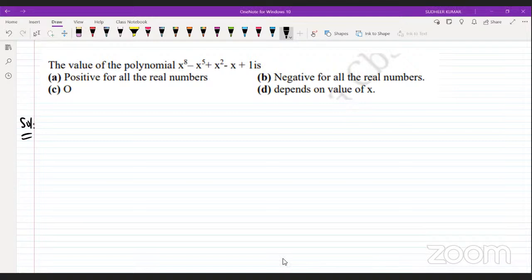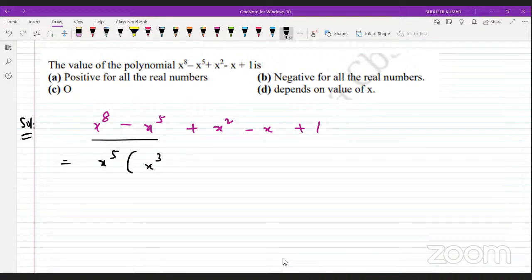So let's take the given polynomial, x power 8 minus x power 5 plus x square minus x plus 1. Let's make the factors for our convenience. From these two, take the least power common. So x power 5 times of x cube minus 1, plus x square minus x, take x common, this is x minus 1, plus 1.